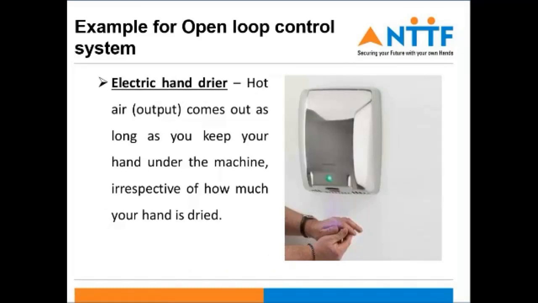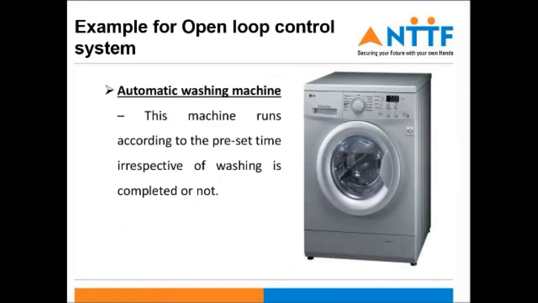So the next example is the automatic washing machine. The washing machine is programmed to wash the clothes. It spins, it washes, it dries, but there is no signal going from your cloth to the machine controller unit that the cloth is 100% dirt free. Hence we call it an open loop system, because it is not checking the output.